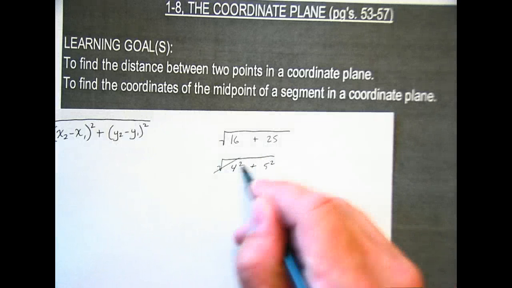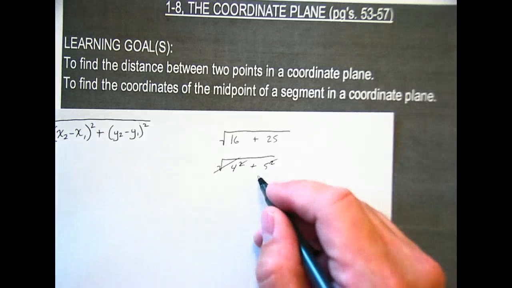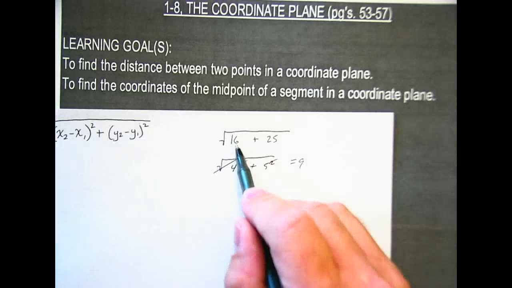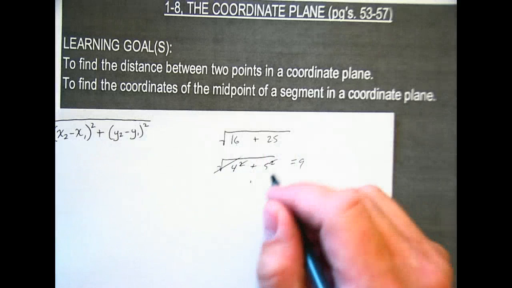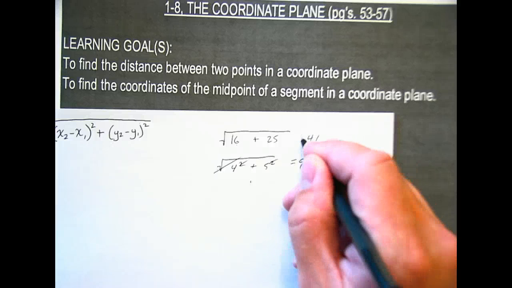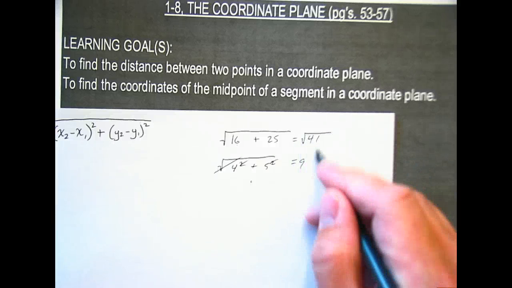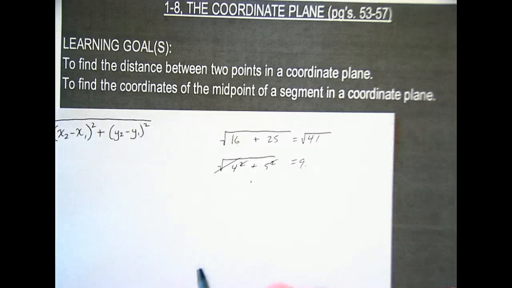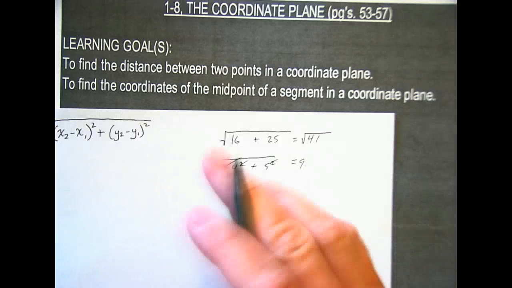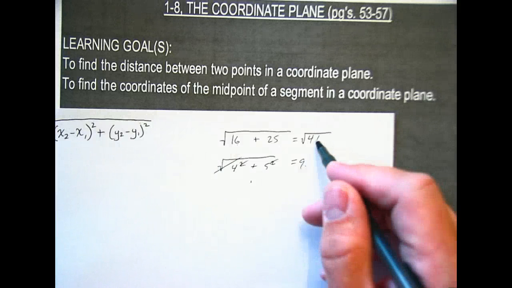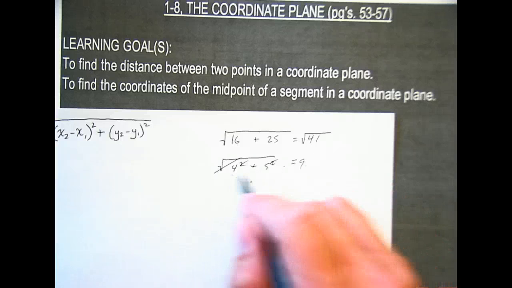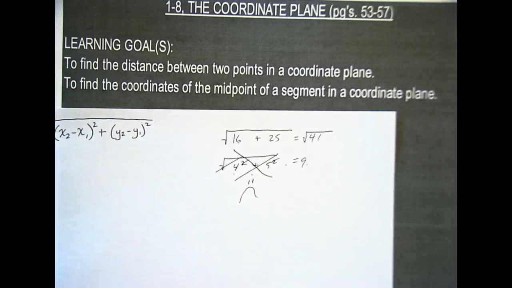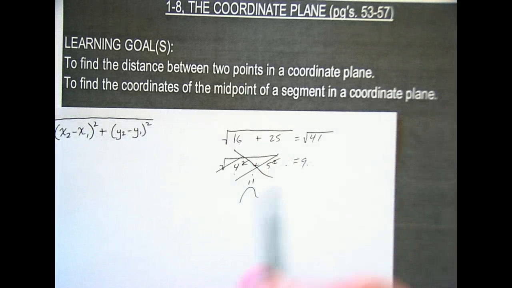Well, let's try it. If I cancel that and that, what's 4 plus 5? 9. That answer is 9. What's 16 plus 25? 41. And the square root of 41, is that 9? It's not. The square root of 41 is about 6.5 or so. So no, you can't cancel out like this. We frown on it. It's a good question because it happens a lot.